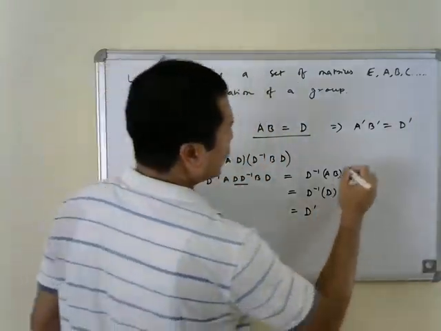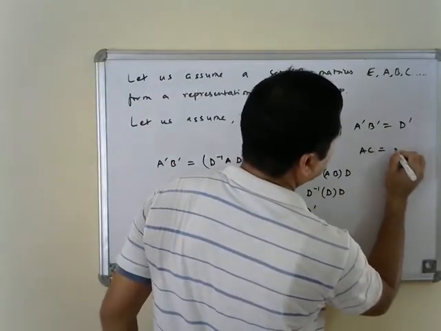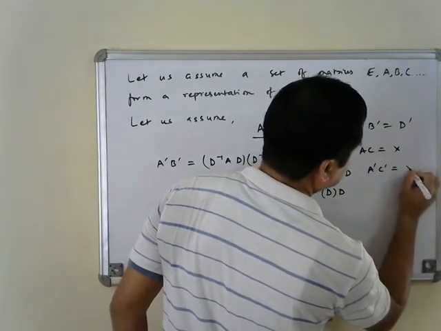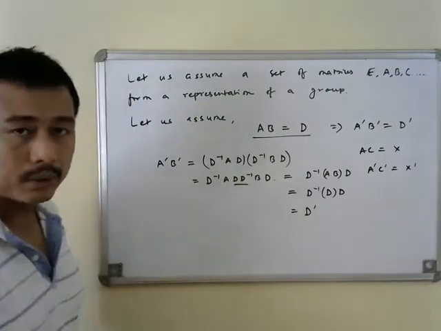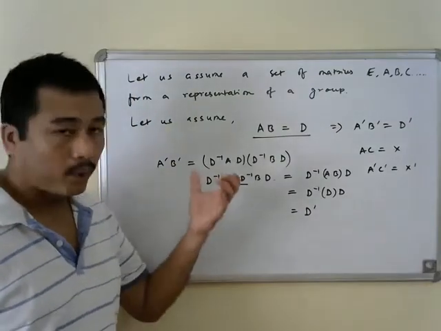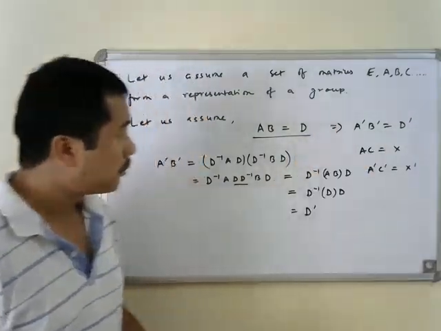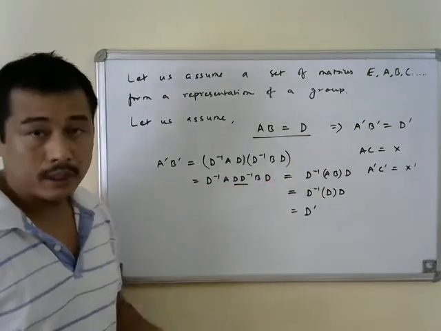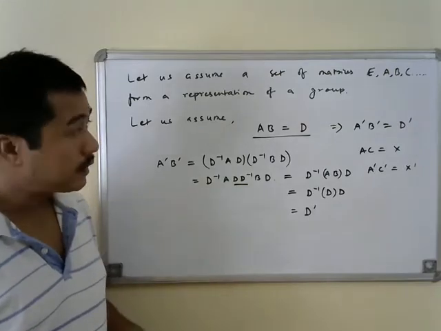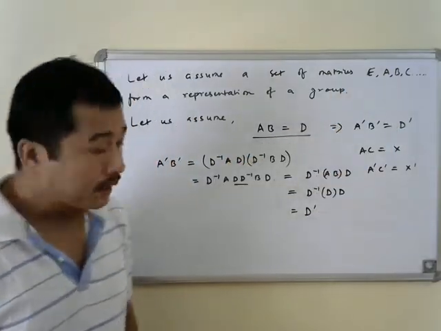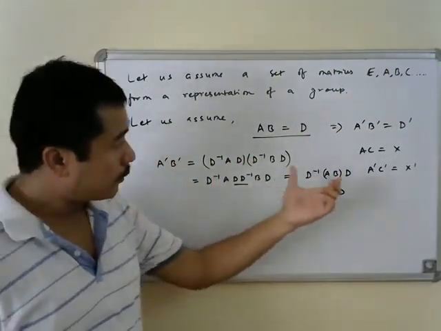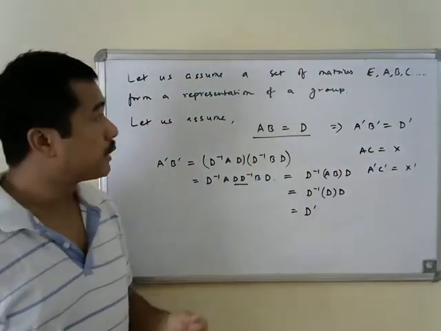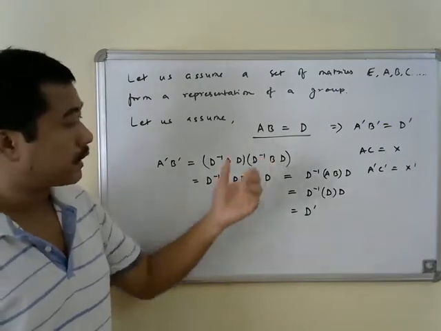Similarly, if we assume that AC is equal to, say, X, then A dash C dash is going to be X dash. So this is what we mean by saying that the products in case of the prime set of matrices, that is the set of matrices that we obtained by doing similarity transformation on the parent set of matrices, will run parallel to the products that we are going to obtain in case of the parent set of the matrices.